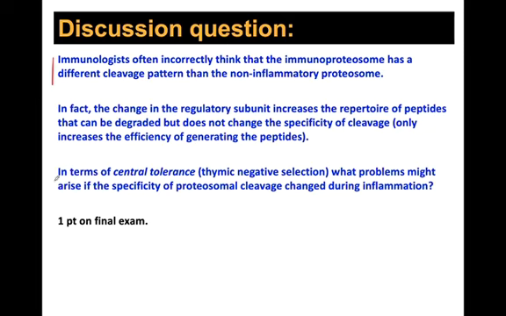And the question is, in terms of central tolerance during negative selection in the thymus, what might happen if the specificity of proteasomal cleavage changed during inflammation? So if suddenly you start cutting the peptides differently, what problems with central tolerance might you have?